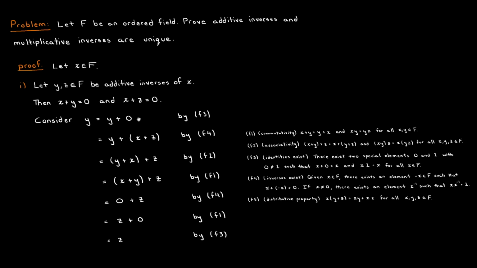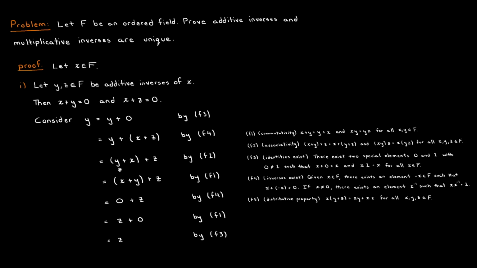But now what we can do is replace this 0 with something we have, right? We know that x and z are additive inverses, so when I add them I get 0. So I can replace 0 with x plus z. Next, what we're going to do is re-bracket the terms, right? And this is the associative property, F2. This allows us to re-bracket the terms as follows.